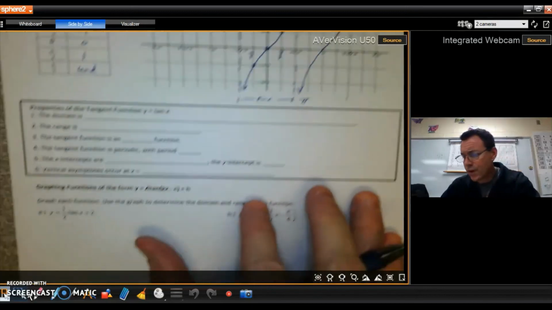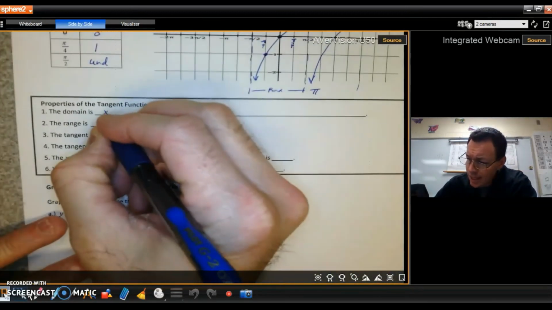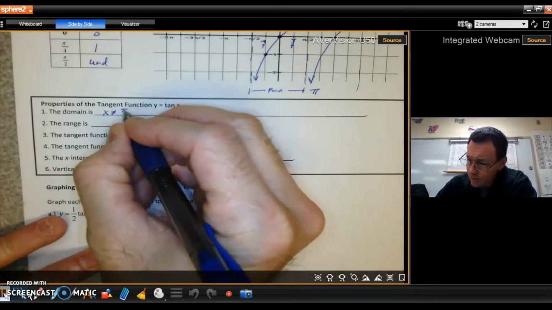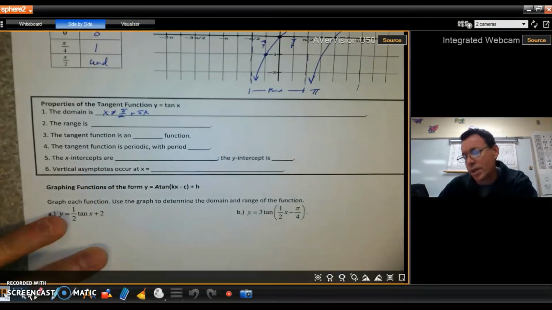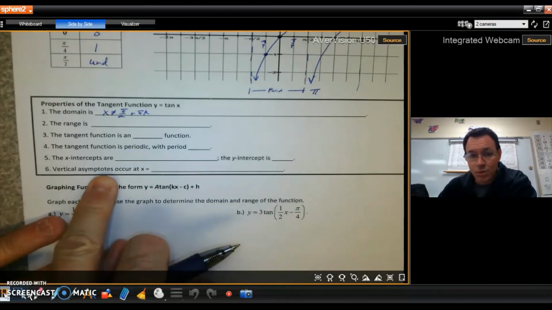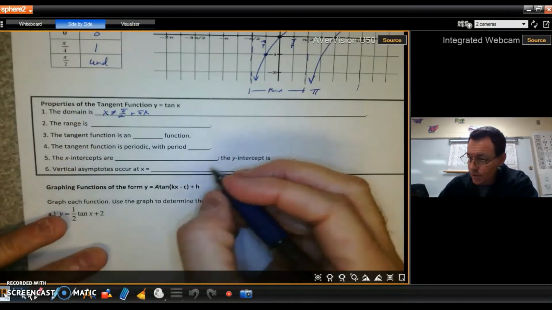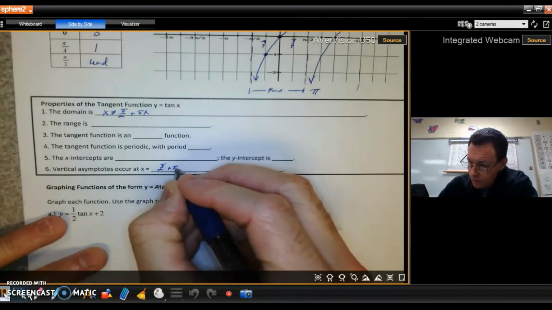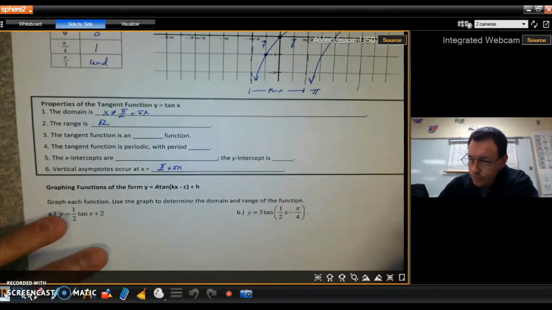As far as information, very similar. The domain: x cannot equal pi over 2. And then again, any multiple of pi from there, you're going to run into another domain restriction. So x cannot equal that. That means that's where your vertical asymptotes are going to be. So your domain restrictions and your vertical asymptotes are the same: pi over 2 plus multiples of pi. The range, all real numbers.